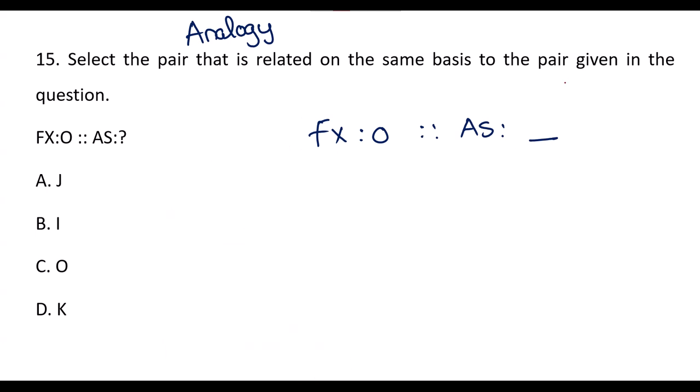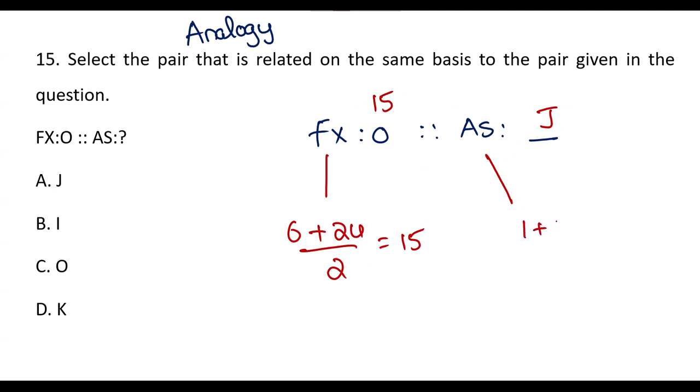So adding those two and dividing by 2: 6 and 24, adding and dividing by 2 is 15. O is 15. A is 1, S is 19. Adding those two and dividing by 2, we got 10. J is equal to 10. Add those two, divide by 2. So J, option A is correct.